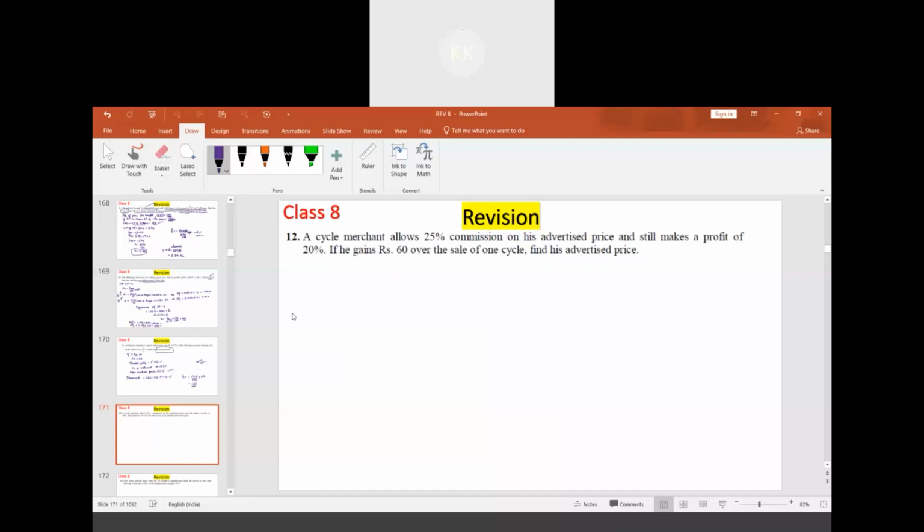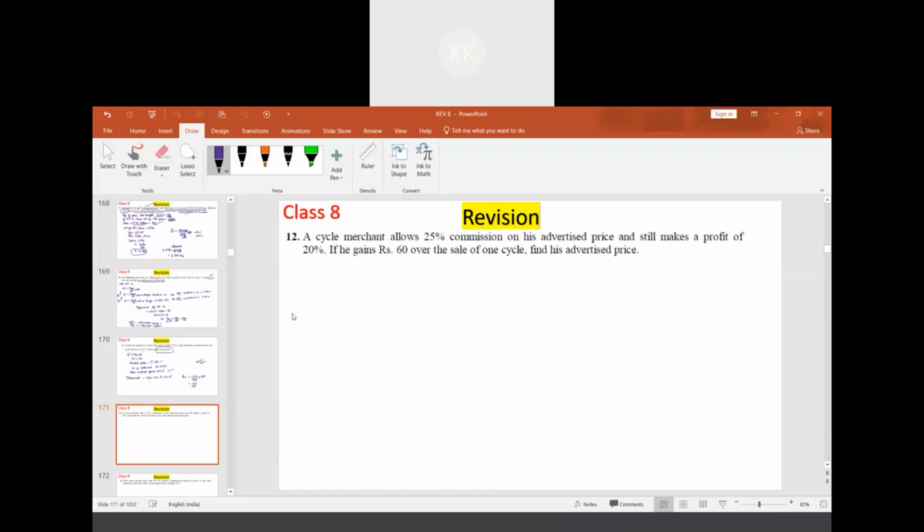So can we take the advertised price as 100? Then profit of 20%, we have to add 20. But they have given 25% commission. Where to use that? Commission is loss, sir.